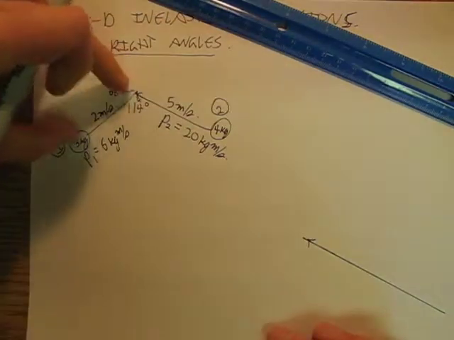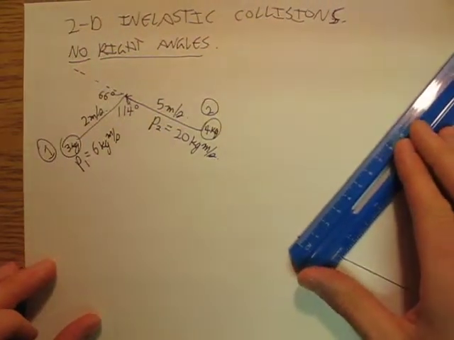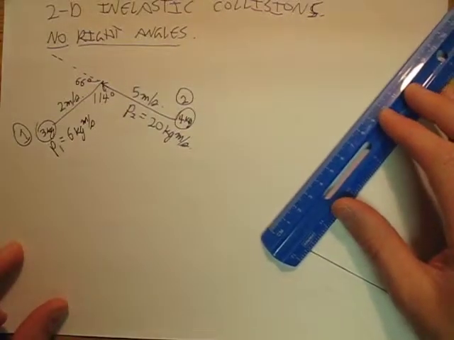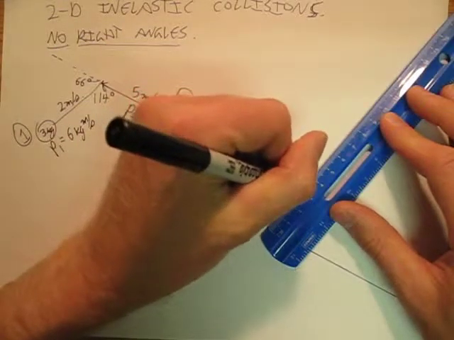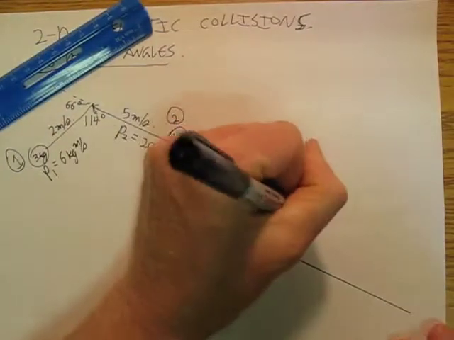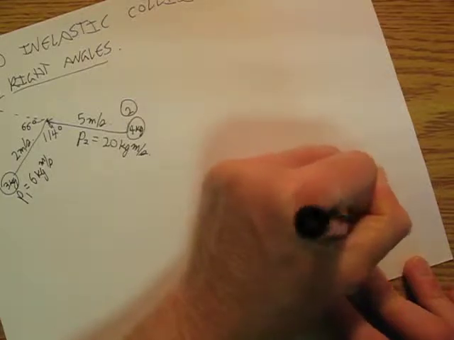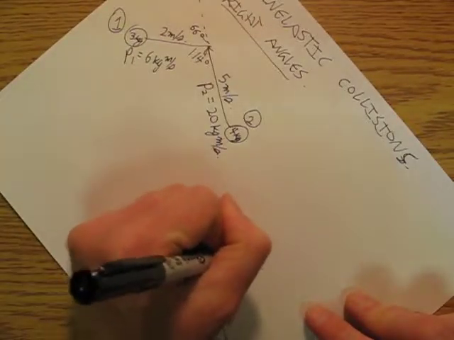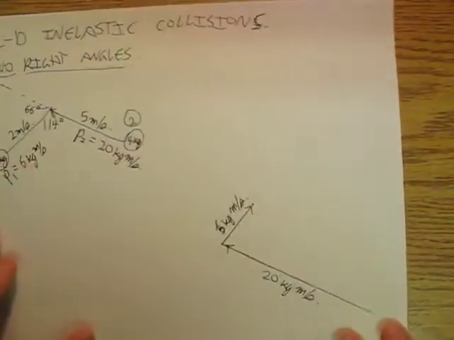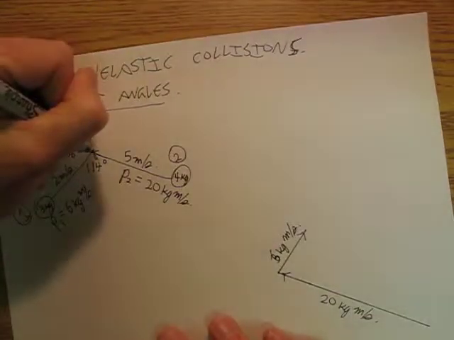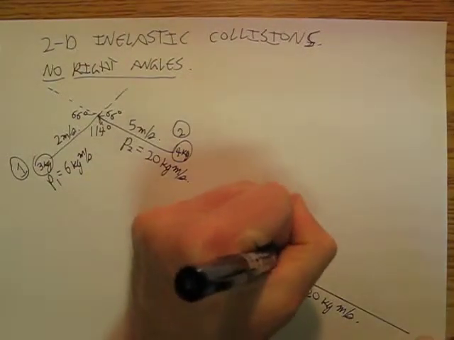And then we're going to add this one to it. So that one, 6, we'll make it 3, roughly, and make them roughly parallel. And label them 20 kilogram meters per second, 6 kilogram meters per second. And let's see, we've got to figure out this angle here. That's also going to be a 66 degree angle.